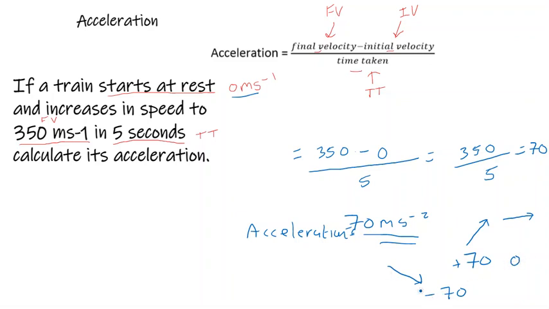If it's 0, it's not necessarily at rest, it could mean that it's just at constant velocity. Or it could be negative 70, which indicates that it's decelerating, so it's actually slowing down every second. So 0 acceleration just means that it's not speeding up or slowing down. If it's positive, it's speeding up. If it's negative, it's slowing down.